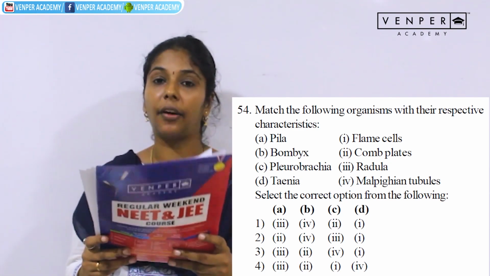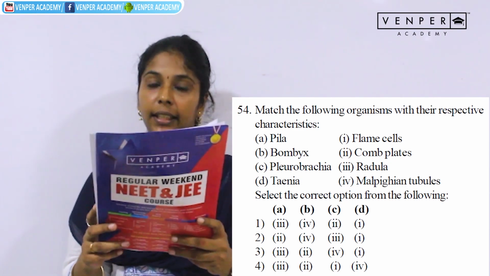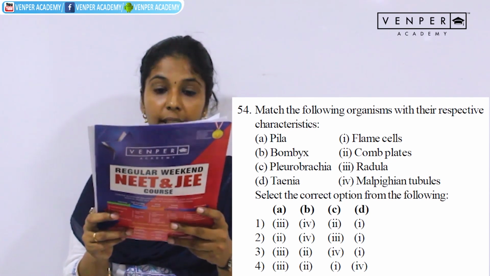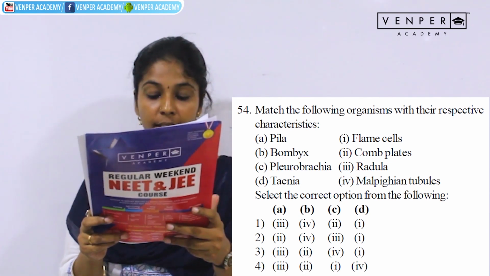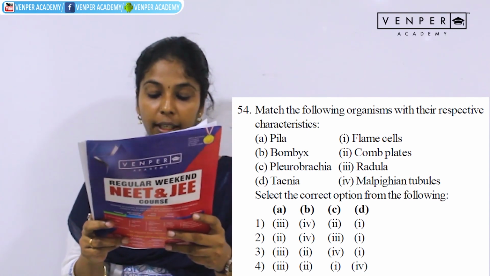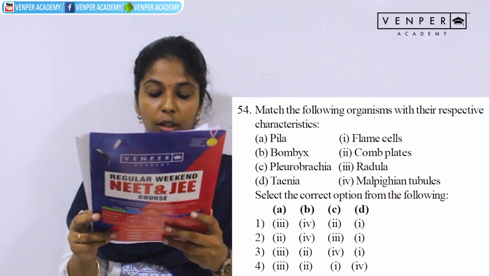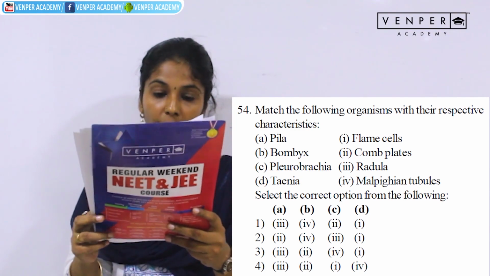For Phyla, it is Radula, which is said to be an excretory organ. For Bombyx, it is Malpighian tubules. For Pleurobrachia, it is comb plates, and for Taenia, it is flame cells. So the correct option is option 1.